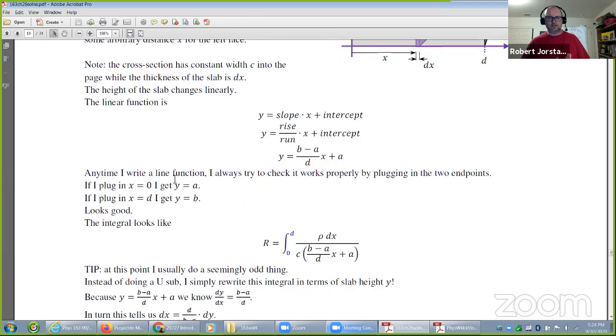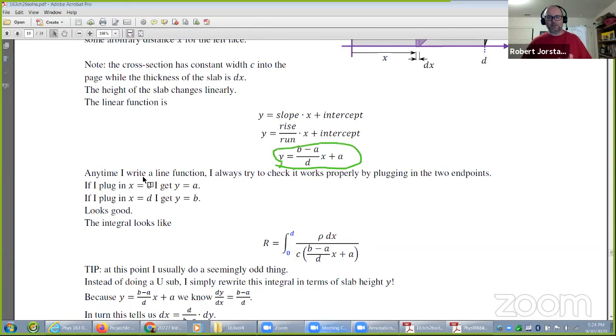This is kind of good. Hey, this is something I forgot to tell you that I almost always check. Remember when we wrote this line? Usually I remember to do this. Anytime I write a line function, I usually try to remember to check it works by plugging in the two endpoints. Why not do that one simple check before you go on?